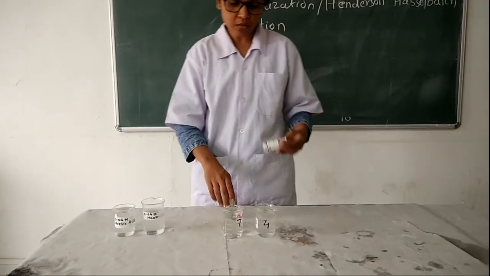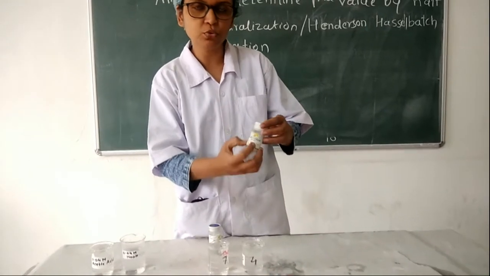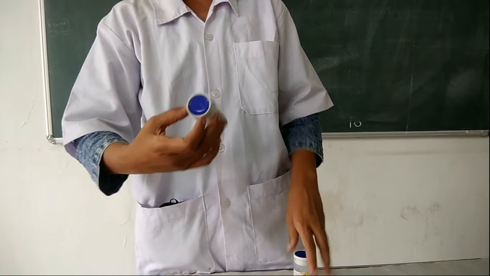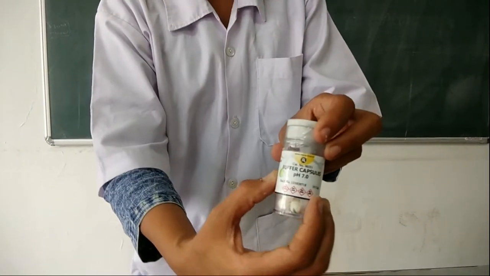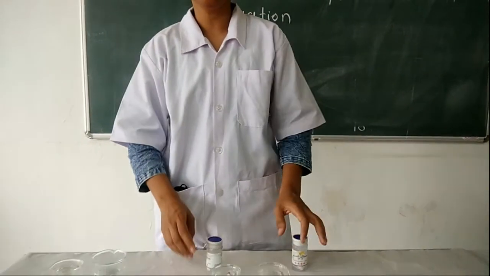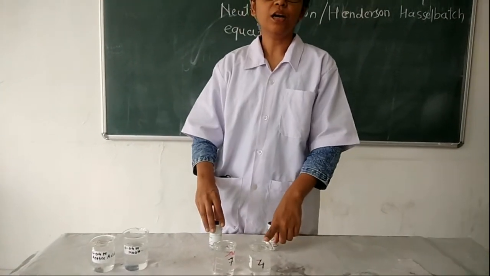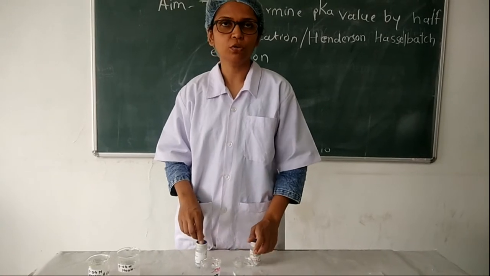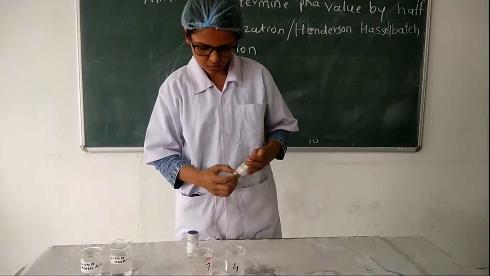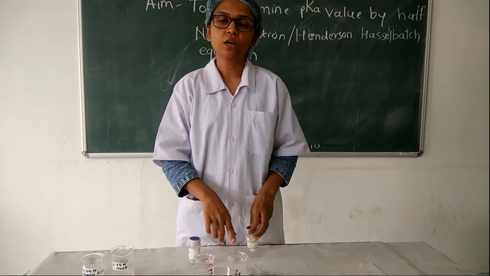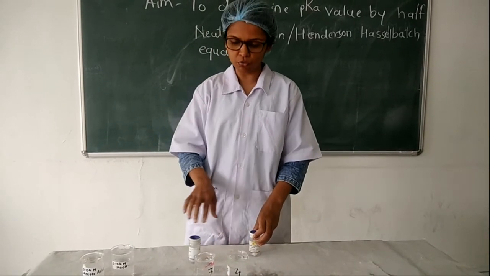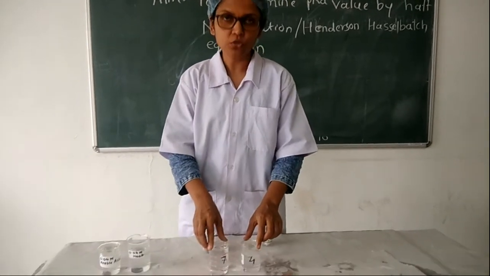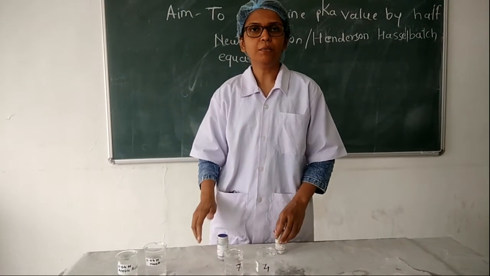To prepare these, we have different buffer capsules. This is the buffer 4 capsule, and this is the buffer 7 capsule. You just add these capsules into 100 ml distilled water, and it gives the respective pH solution. If you add the pH 4 capsule into the water, it will give you pH 4 solution, and similarly pH 7 solution. So here I have prepared these two solutions. Now I am calibrating the pH meter.